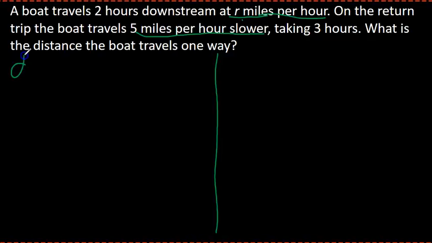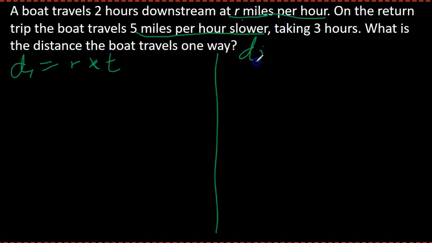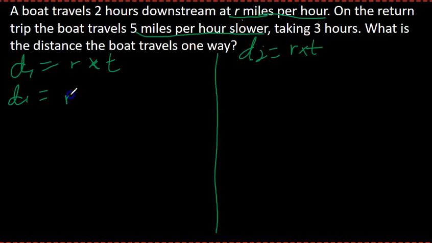We said the formula for distance equals rate times time. Start there, rate times time. So let's call this distance 1, distance upstream, and then this is distance 2, the same thing, rate times time. So going up, the rate is r, so we keep the r there. The time is 2 hours, so we replace t with 2. So d1 is 2 times r, which is 2r.